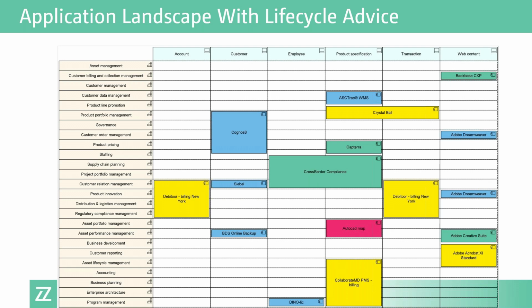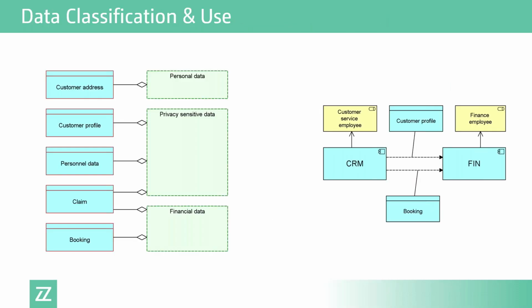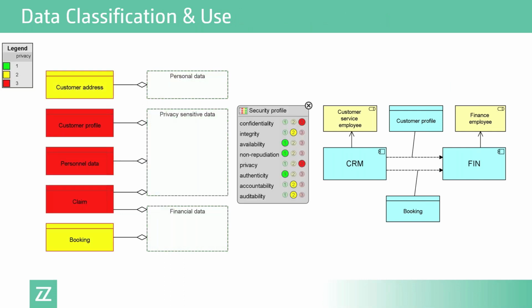Another kind of analysis, this is about data classification for, say, privacy purposes. So if I classify my data according to, say, in this case, privacy level, you see that the middle 3 are colored red because they have a high privacy classification level.